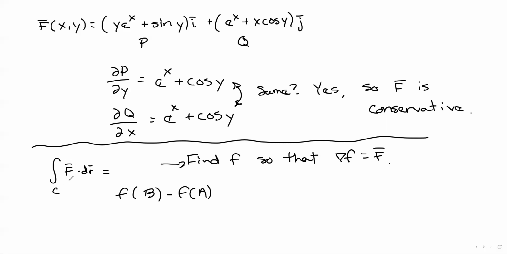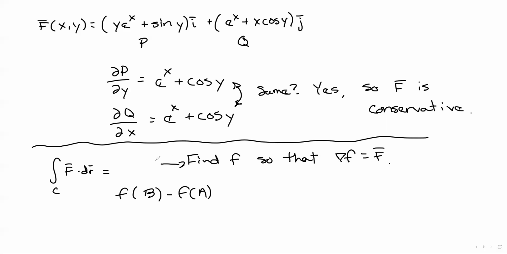Does it have a lowercase f whose gradient would equal it? And that's when you use the test. Use the test to figure that out. And then once you find that it does, the next step is, okay, well, now I need to find that lowercase f. So how do I go through and find that lowercase f so that the gradient of that lowercase f equals capital F?